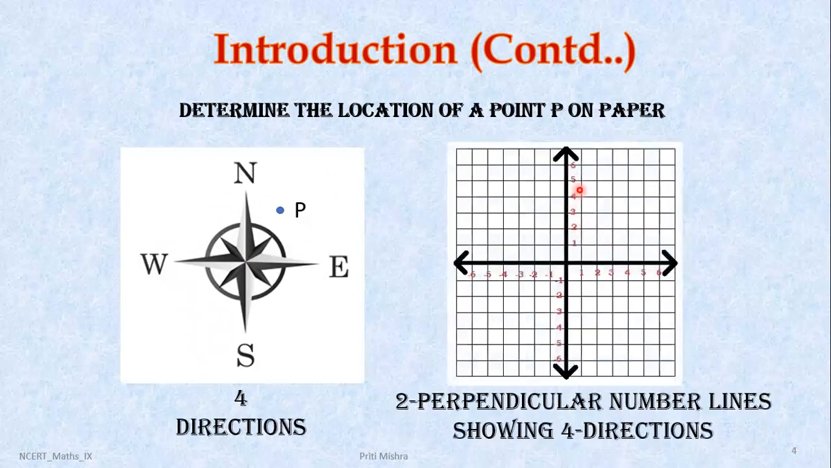Let me show you. Here we are having two perpendicular number lines showing all the four directions. This line is moving in this direction: east, west, north, and south, right? So on the basis of these lines, or I can say with respect to these lines, you can find out the exact position of this point just by dropping a perpendicular line on this horizontal line and one more perpendicular line on this vertical line. This will give you its exact position.